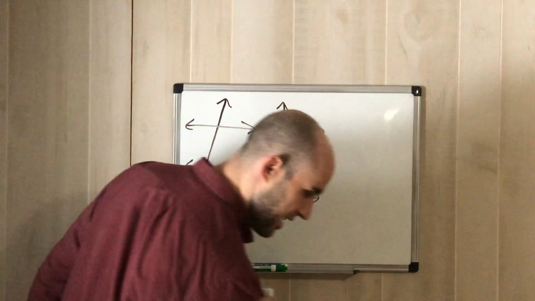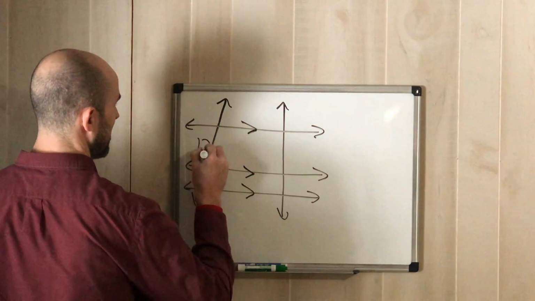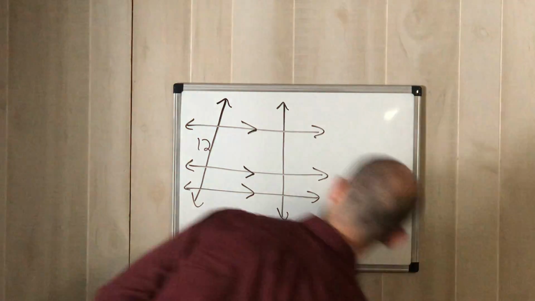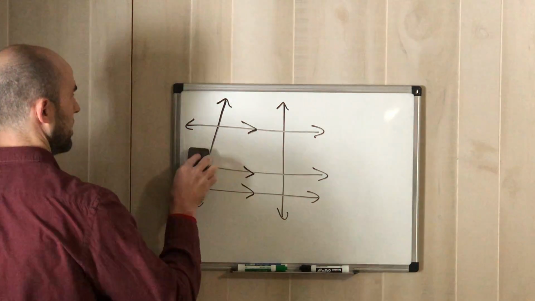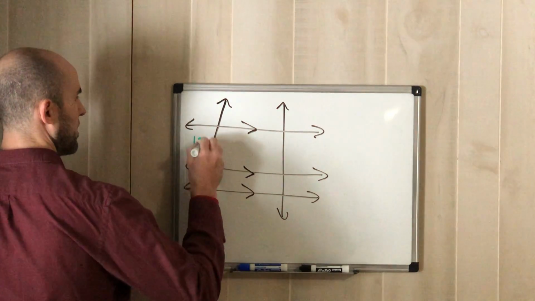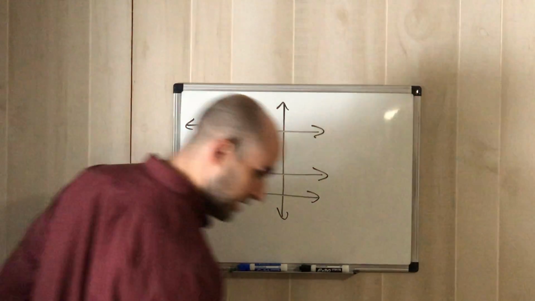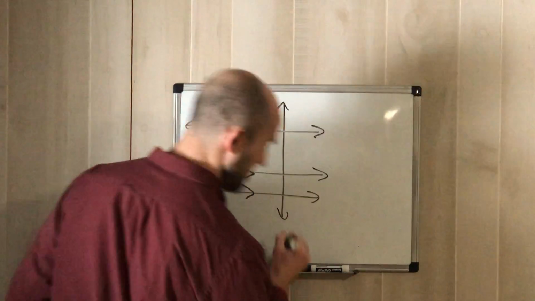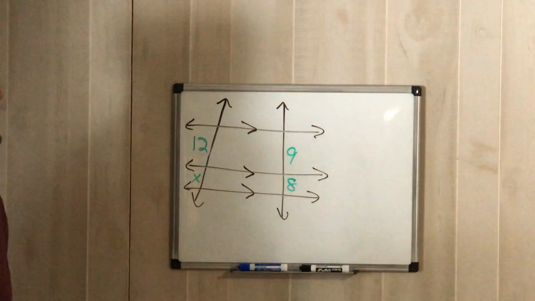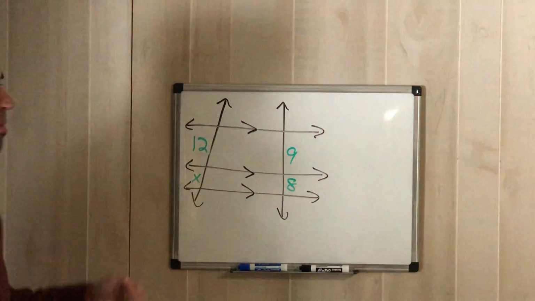Let's say that this would be 12. I'll write it in a different color just so it's easier for you guys to see. Let's say that this is 12. Let's say that that's x. Let's say that this one here is 8, and that's 9. Again, it's the same idea, even though it's not a triangle, setting up a proportion.